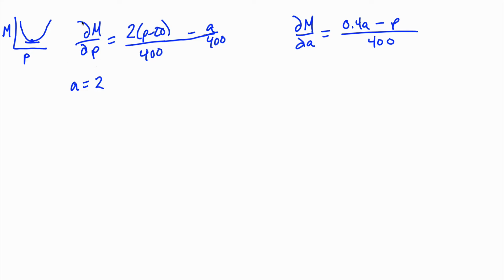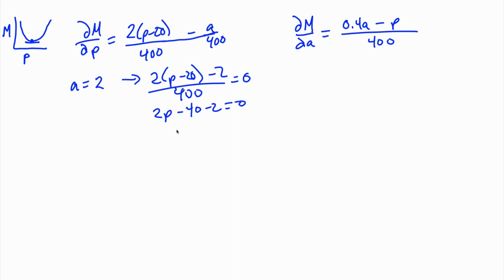So if I want dm by dp to equal 0, then when age is equal to 2, that gives me 2 times (p minus 20) minus 2, all over 400, equal to 0. Which gives me 2p minus 40 minus 2 is equal to 0, so p is equal to 22.